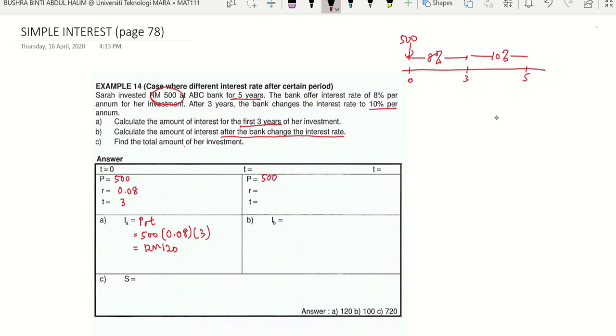Okay, so R kita akan guna 10% lah, 0.1. And T after maksudnya term after the bank change the interest rate, so after 3 years, maknanya between 3 years to 5 years ada 2 tahun, so maknanya T is equals to 2 lah. Okay, so using formula I equal to PRT, so substitute 500 times 0.1 times 2 is equals to 100.